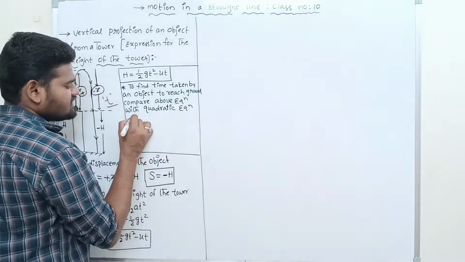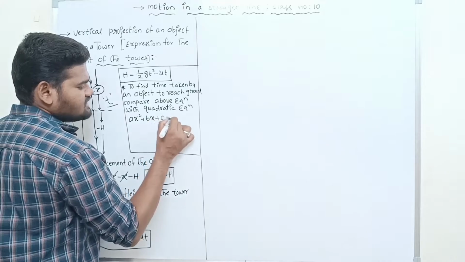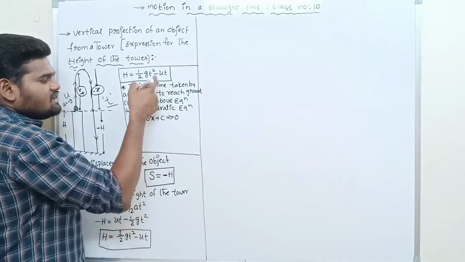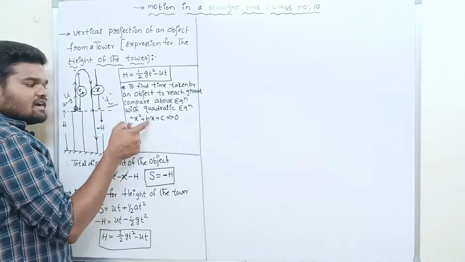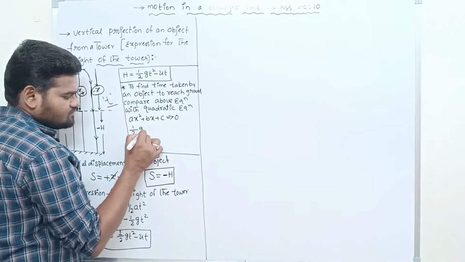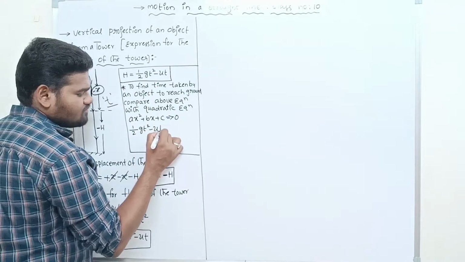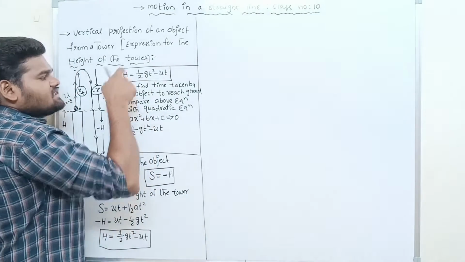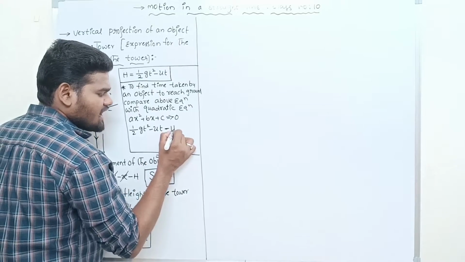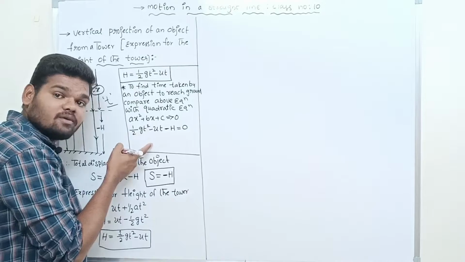So what is a quadratic equation? Ax square plus bx plus c is equals to 0. Already I told you that. Just compare this equation with the quadratic equation. So have a look. Here we have half gt square minus ut. If plus h went to that side, it becomes minus h. This is equals to 0. At the place of x, we have t.